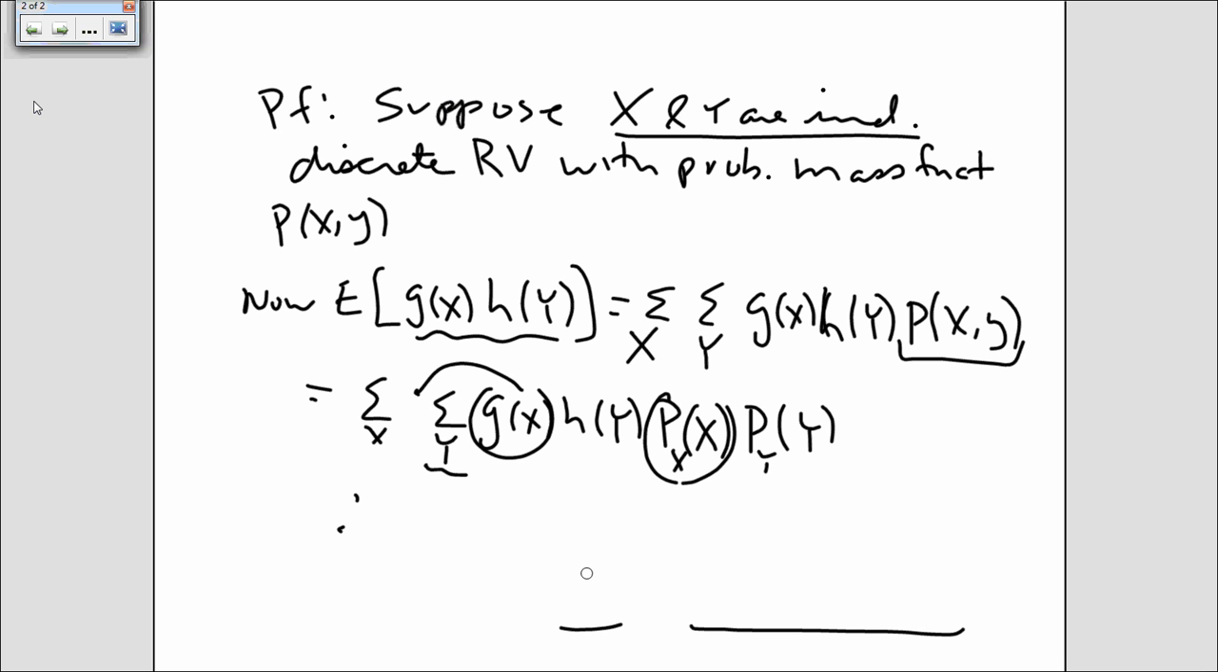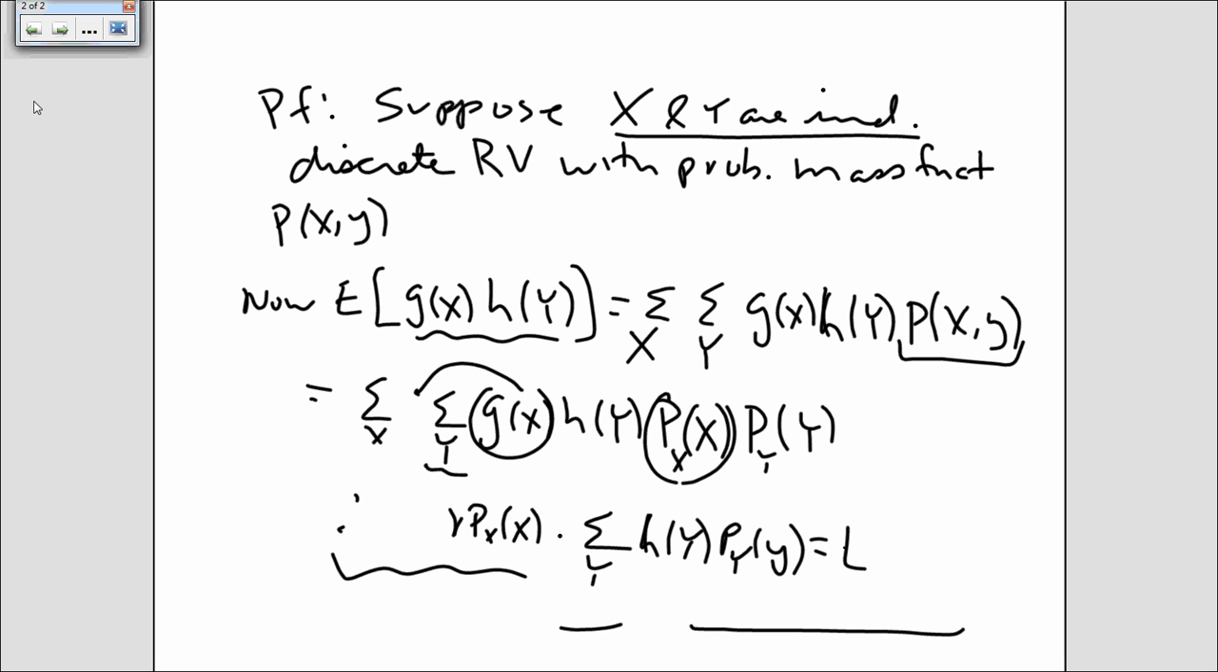So this is equal to the summation over x of g of x times p_X of x, times the summation over y of h of y times p_Y of y. And this first summation is E of g of x, times the second summation, which is E of h of y. And there it is. We did prove it.